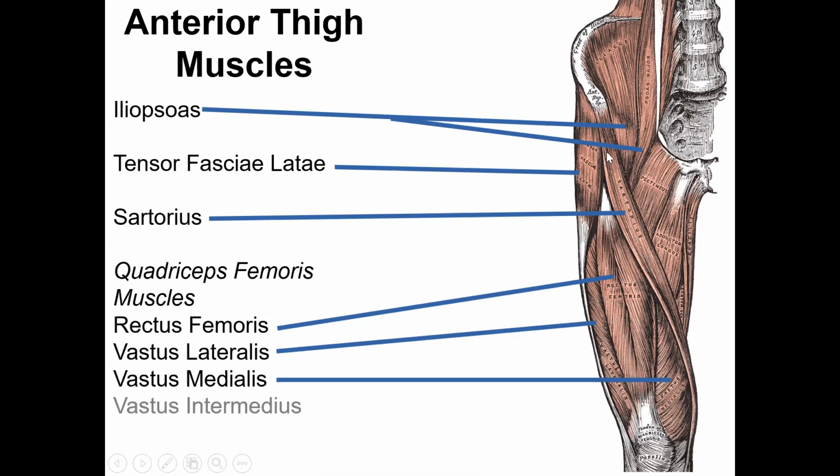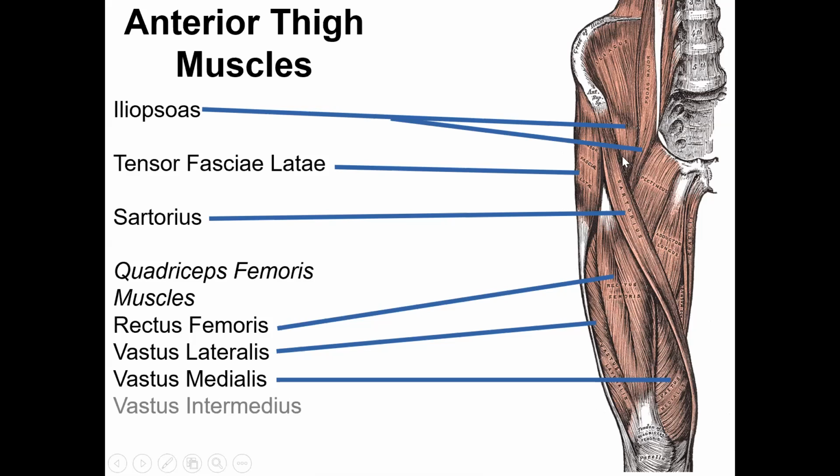And then we also want to point out sartorius. Sartorius is this strap muscle. We call it a strap muscle because it's really thin and quite long, and it actually runs across the thigh itself, across the anterior aspect of the thigh. It's coming from the ASIS, so the anterior superior iliac spine, and goes all the way to the medial part of the tibia here. And that is a muscle that runs across the thigh and has its function in flexing the hip as well as extending the knee.